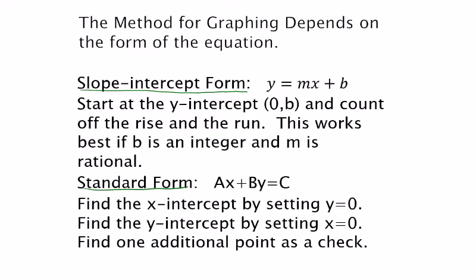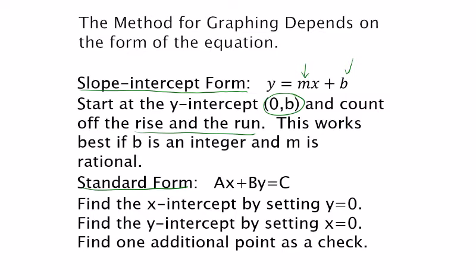Okay, so with slope-intercept form, remember that you're given the slope and the y-intercept pretty explicitly when you're given the equation. So you can identify the y-intercept and plot it, and then you can use the rise and the run to find the next point and then connect the dots with a straight edge, aka a ruler.